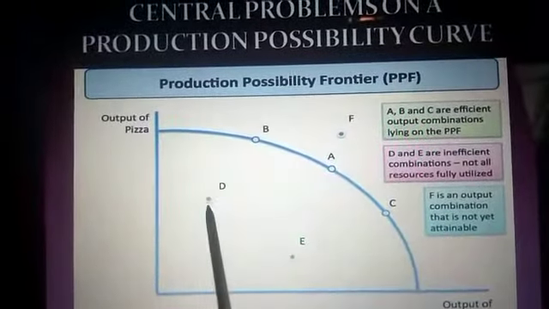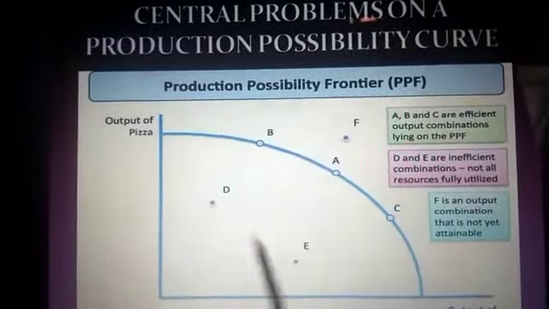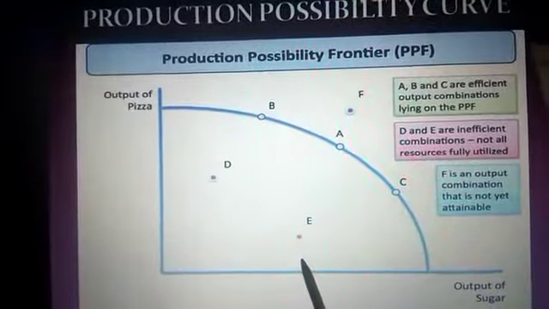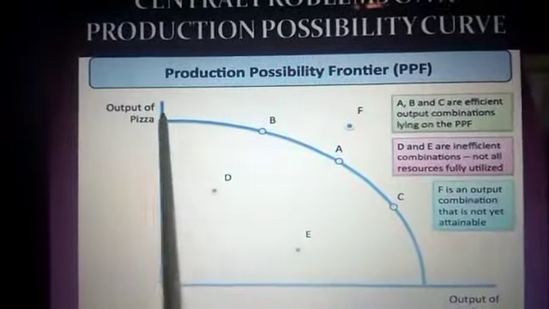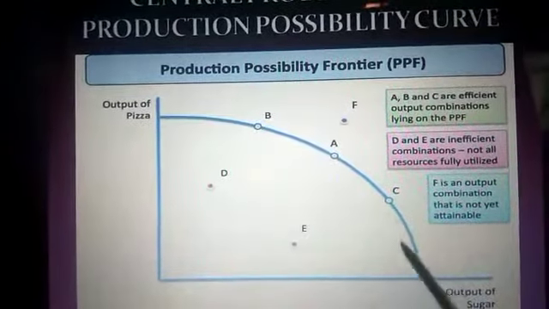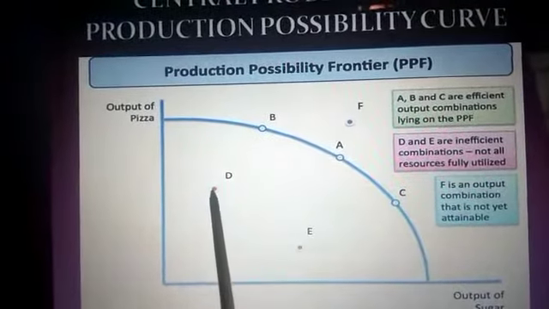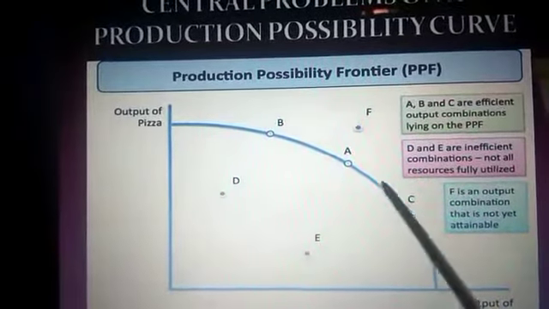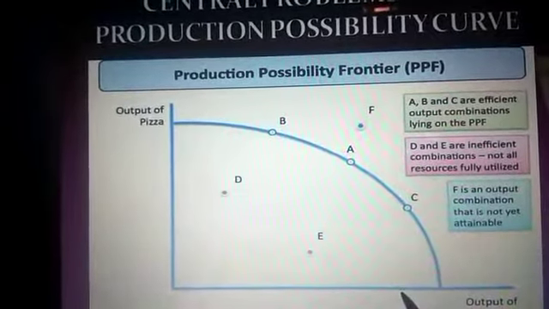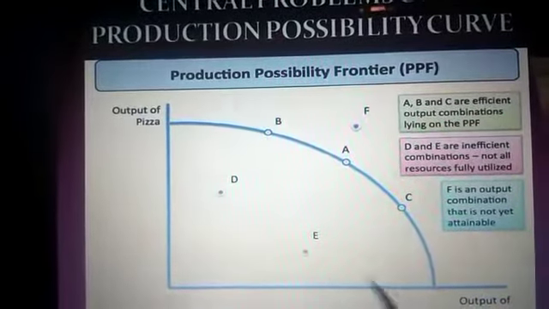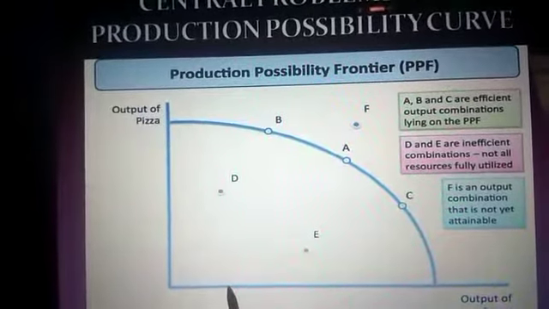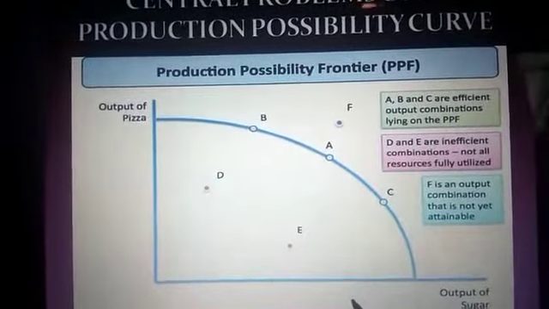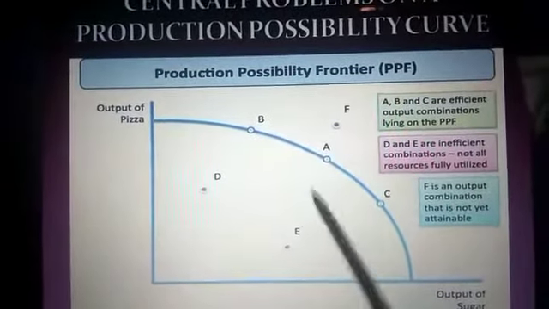Okay, then what are points D and E? Points D and E show us that the economy is not using its resources fully. We are not producing on the production possibility curve. Resources are not utilized fully. At point D, we are producing this much of pizza. At this much of pizza, we should be able to produce this much of sugar. But according to point D, we are able to manufacture only this much of sugar. This much of sugar is not produced, it is wasted because we are not using resources efficiently or fully.